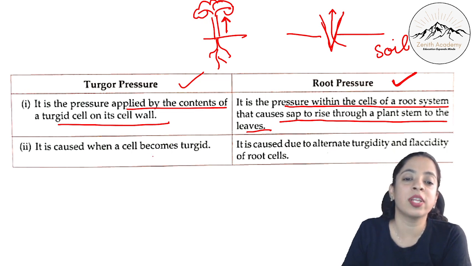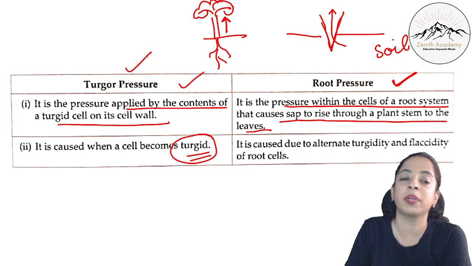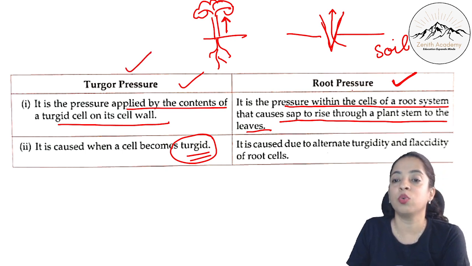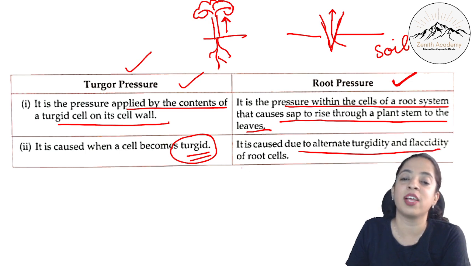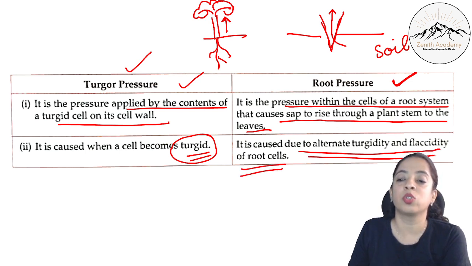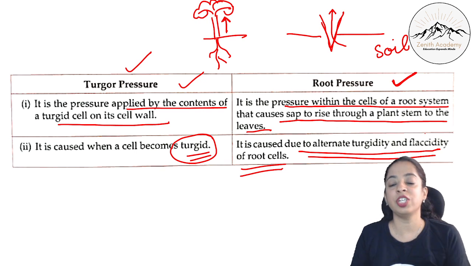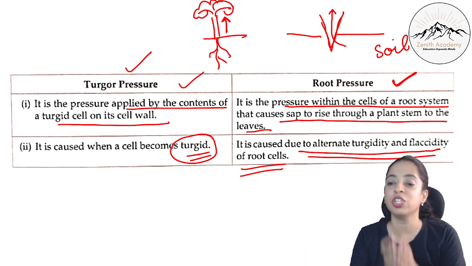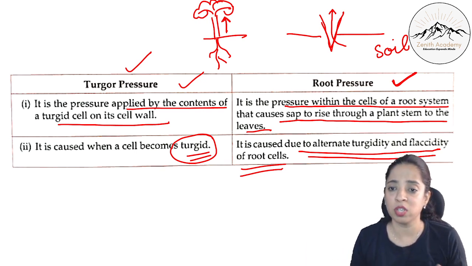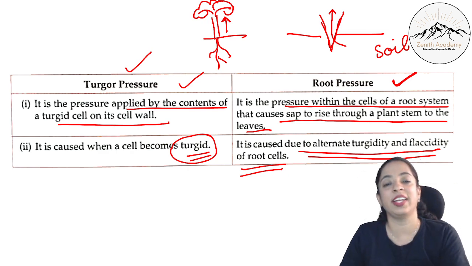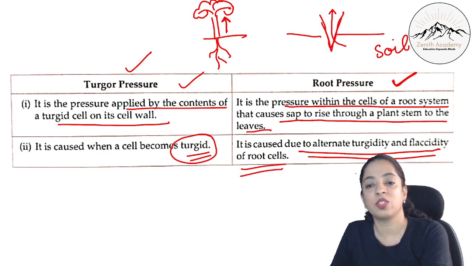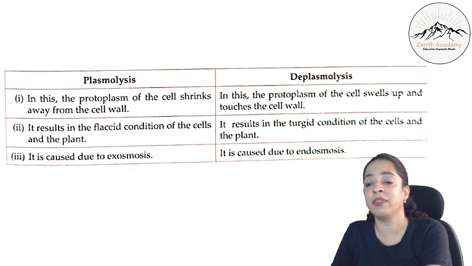Now it is caused when a cell becomes turgid. When the cell is turgid, then only turgor pressure is caused. When is the root pressure caused? It is caused due to alternate turgidity and flaccidity of the root cells. So the root cells become turgid, then become flaccid, become turgid, become flaccid, and because of this root pressure is created. So I have explained all this in my previous videos.